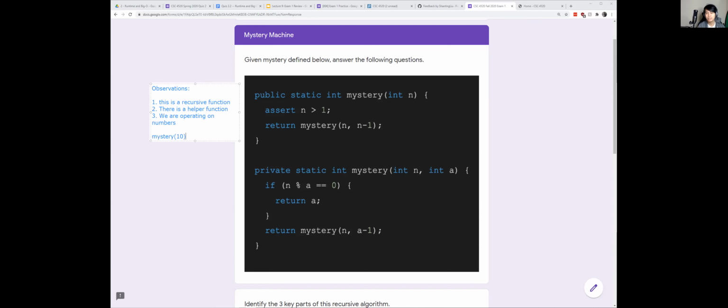Mystery of 10 is going to go and check this assert statement, check if 10 is greater than 1. It is. So we don't crash, we move on, right? If you don't remember assert, you should go and check out, I believe, lecture 2, where I talk about it very briefly. Or you can just Google assert Java and then click on the Geeks for Geeks guide and learn about it. Studying before the exam obviously is fine, but you shouldn't use Google on the actual exam. So do study up beforehand.